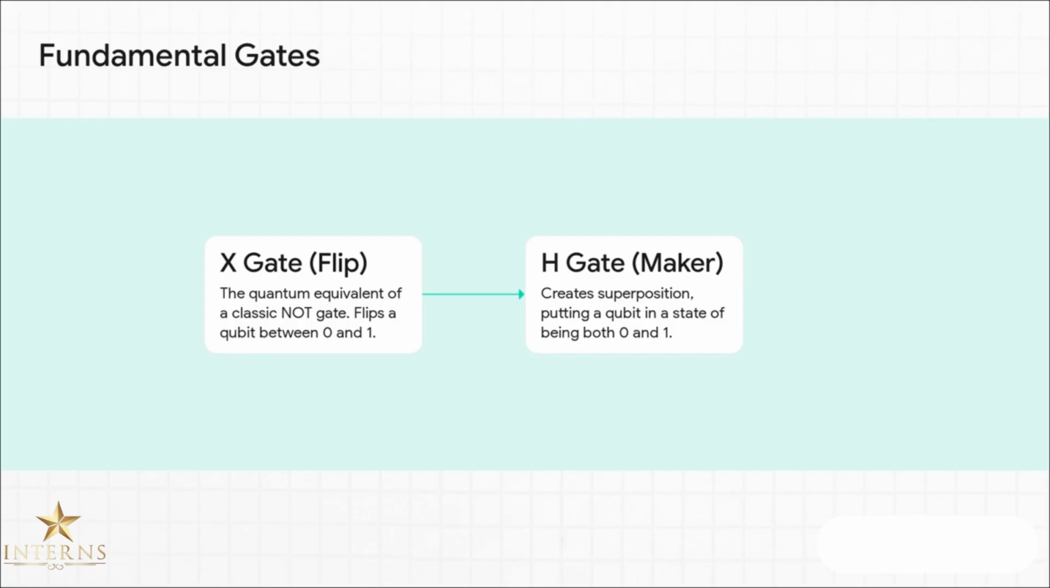But then there's the H gate, or Hadamard gate, and this is what makes quantum computing so quantum. It's the superposition maker. It takes a definite state like 0 and puts it into this fuzzy state of being both 0 and 1 at the same time. This single move is what lets a quantum computer explore a huge number of possibilities all at once.